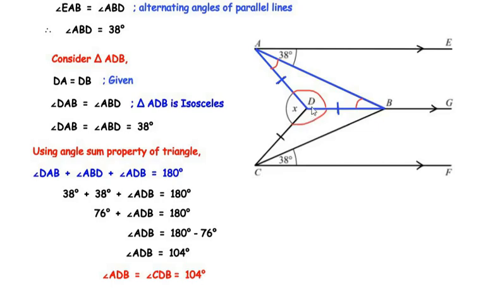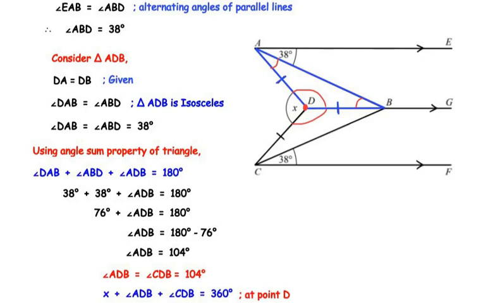Now once we have got the values of these two angles, let us focus on the point D. Angle at a given point will be equal to 360 degrees. So we have angle X plus angle ADB plus angle CDB is equal to 360 degrees. That is the angle at a given point.